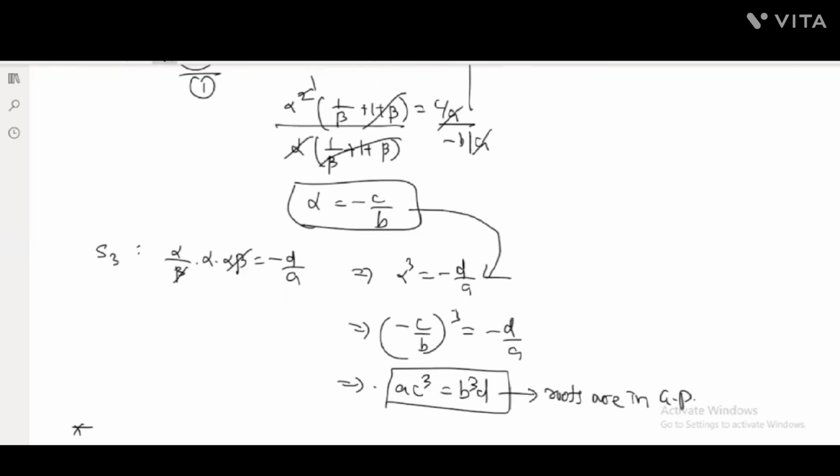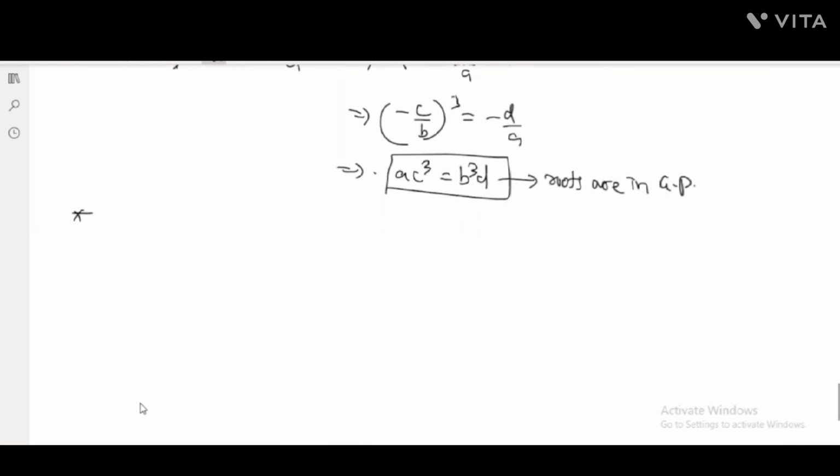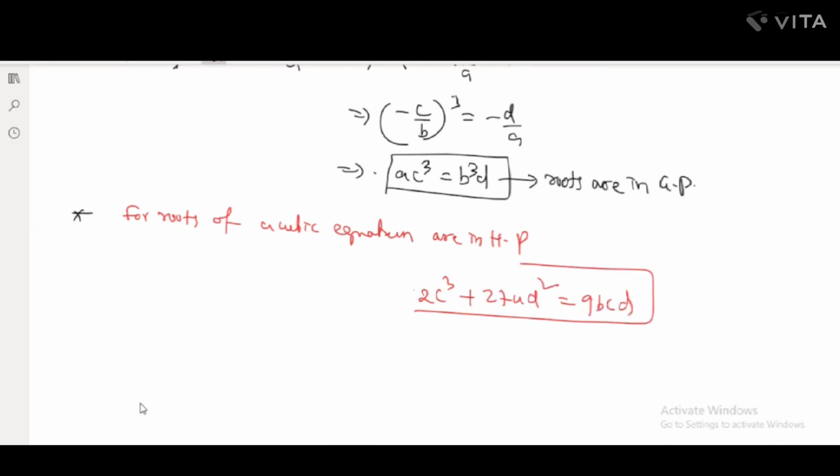So for roots in HP, what we have is the condition for the roots of a cubic equation to be in HP: 2c cube plus 27 a d square is equal to 9bcd. So this is the condition when the roots are in HP. So let's see one problem based on this.